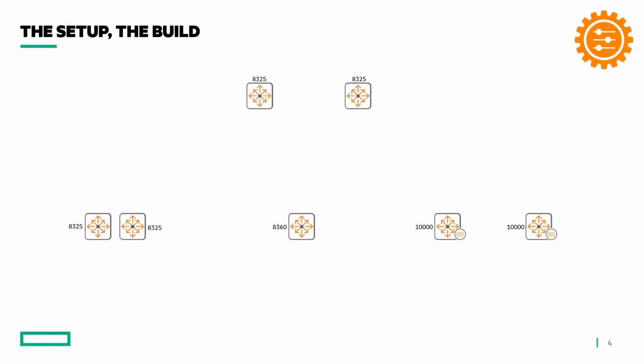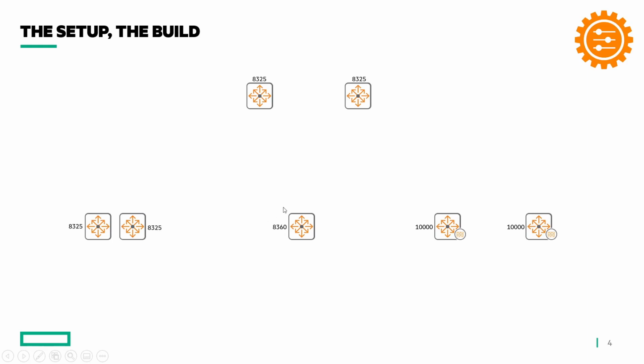Let's start by showing you the setup again. We have two 8325s in the core here, and they will act as spine switches. We have two 8325s here that we will configure as leaf switches, and they will also be configured as a VSX pair.